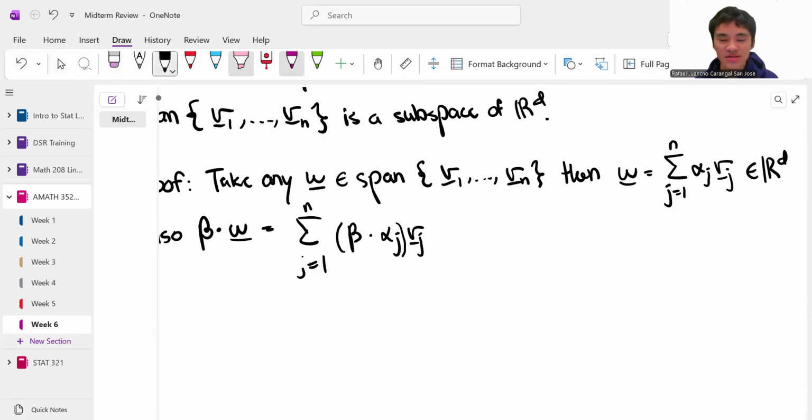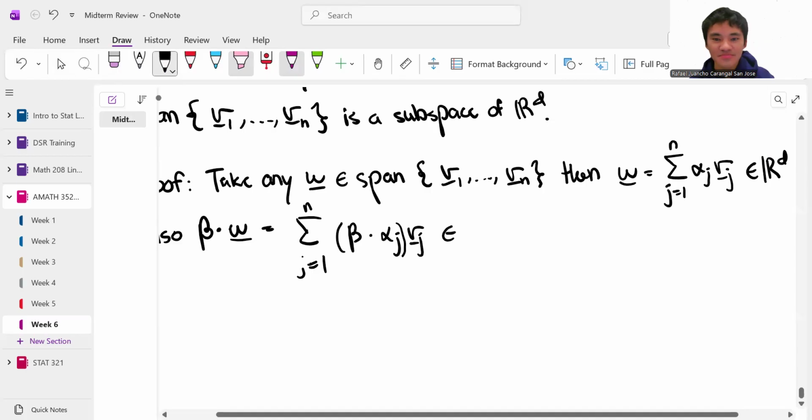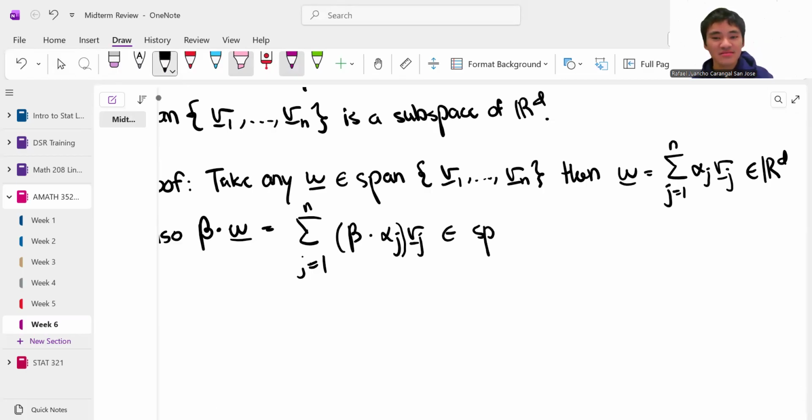Now, what does that have to do with anything? You'll see. But what this tells us is that this beta W is still part of the span. Because we just scaled it. That's what happened. Okay, that makes sense.